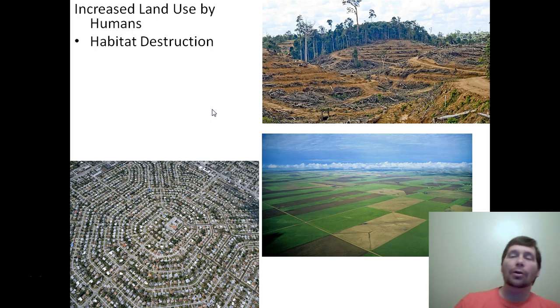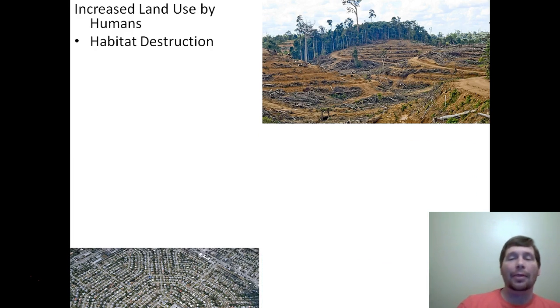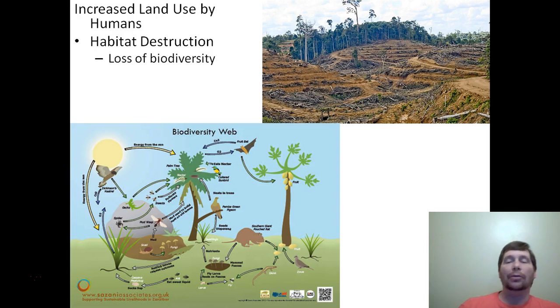Now, when we destroy habitat, that leads to a loss of biodiversity. When we go into an area like this and we destroy all the trees and we destroy the habitat, the animals can no longer live there. And eventually what happens is if you make the habitat too small, some of these larger animals can't survive there anymore because there's just not enough food for them. And so we lose biodiversity. Loss of biodiversity means we're losing species.